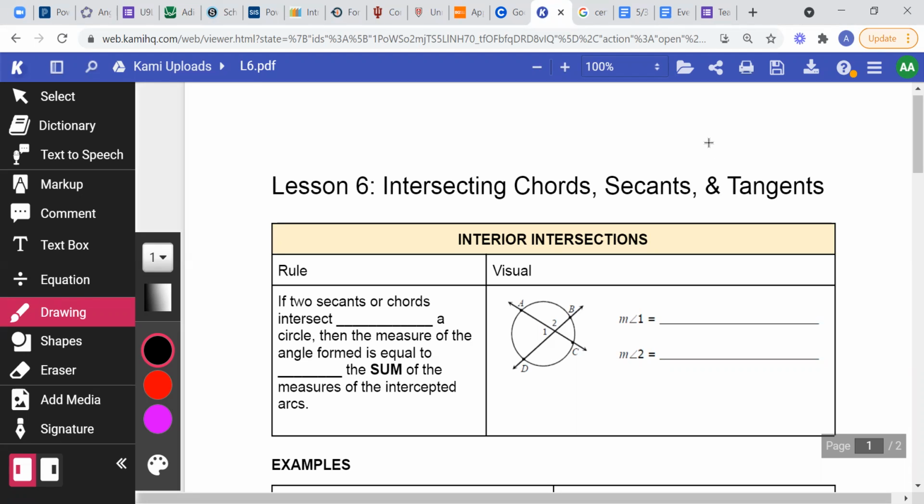Okay, so today we're going to see intersecting chords, secants, and tangents, which means we're going to be able to find the angles when two chords intersect. We're also going to find angles when two secants intersect, when two tangents intersect, when a chord and a tangent intersect, or when a secant and a tangent intersect.